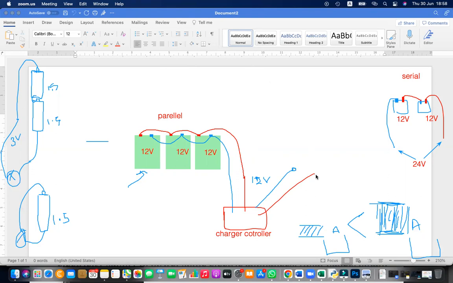Anode here and the cathode here. You can charge your battery here. You can use a battery.